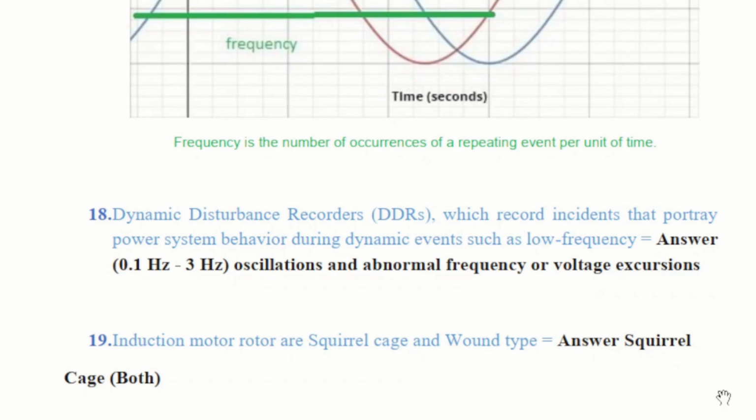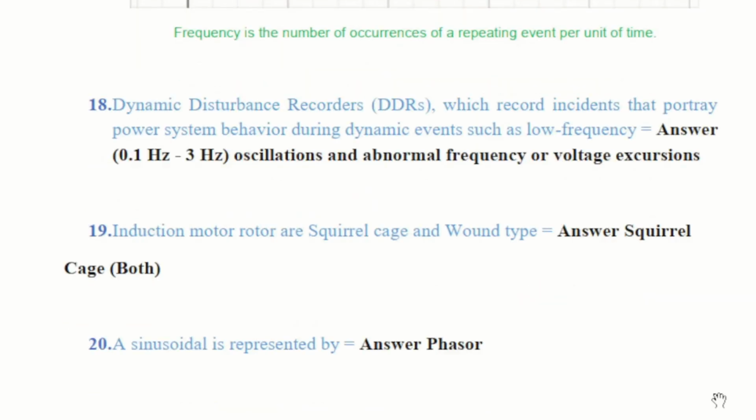Answer is 0.1 Hz to 3 Hz oscillations and abnormal frequencies, or you can say voltage excursions. Question number 19 is asking induction motor rotors are squirrel cage and wound type. Answer is squirrel cage, both. Question number 20 is the last question. The sinusoidal is represented by, the answer is phasor.